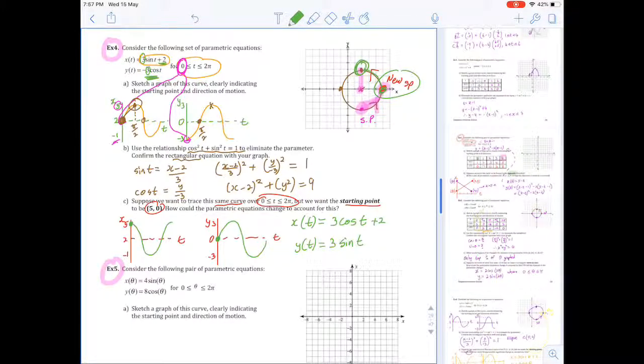And of course we were not asked to modify the direction in this case, but we very easily could have, had we had y go down instead. A negative sine graph would have allowed us to model instead in a clockwise direction.